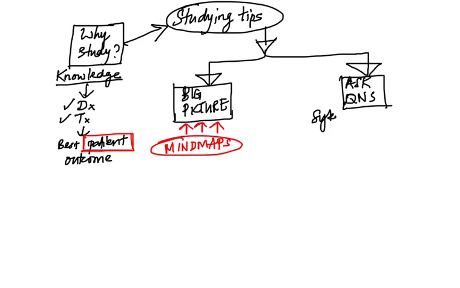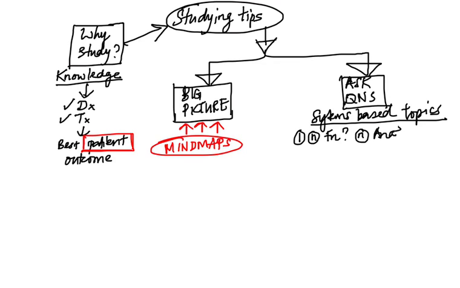If you're looking at a systems-based topic, maybe the cardiovascular system, one thing to do is ask yourself: what is the normal function of this system? What is the normal anatomy? And if you have enough brain space, what is the normal histology? Because if you know what is normal, it helps you build on what the clinical signs and symptoms are when things go wrong. So always know what is normal.